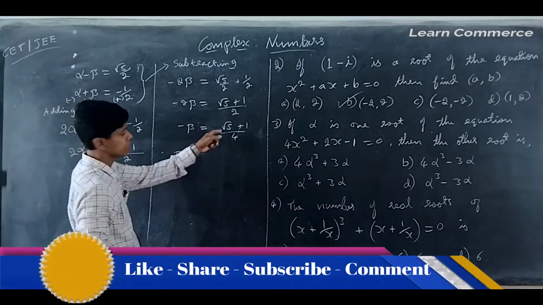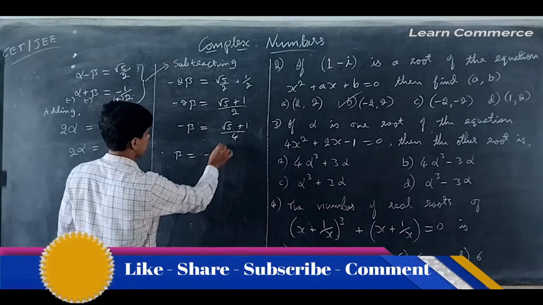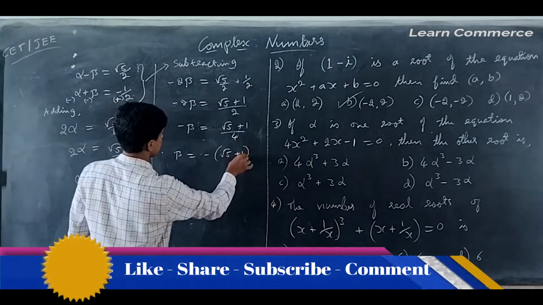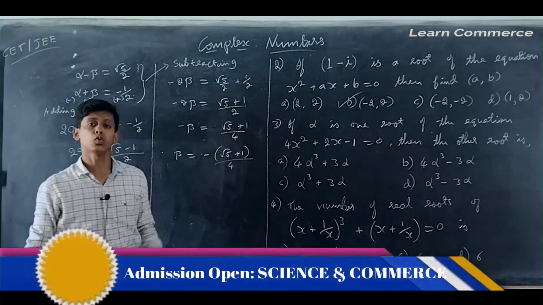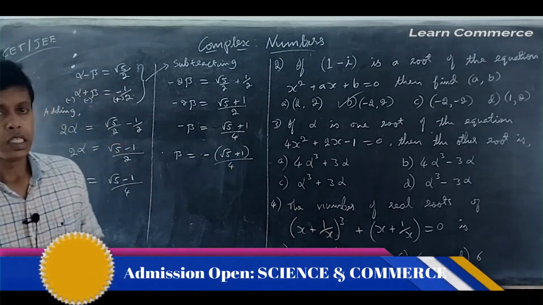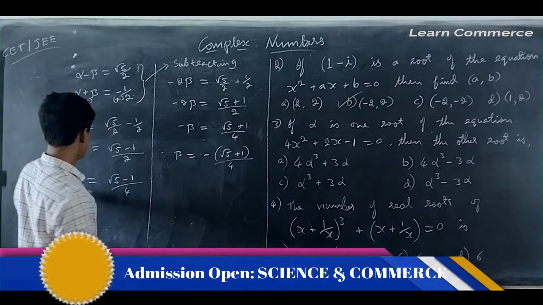Therefore beta is, take negative sign here. So minus of root 5 plus 1 divided by 4. That means minus root 5 minus 1. Well, so much for getting roots. Alpha and beta we have got.